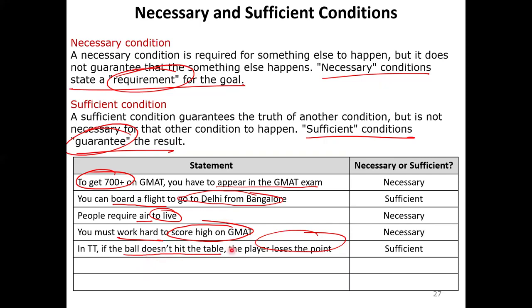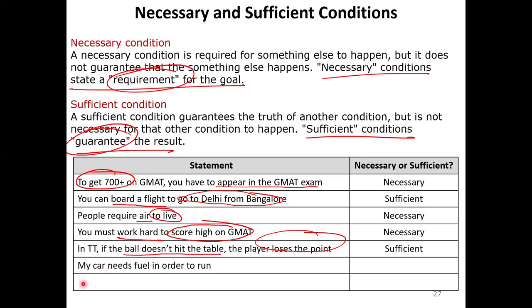Why is it not necessary? Because the ball not hitting the table is not a requirement to lose the point. For example, if I hit the ball and it hits the table, but it hits the table in my court, I still lose a point. So it's not a requirement.